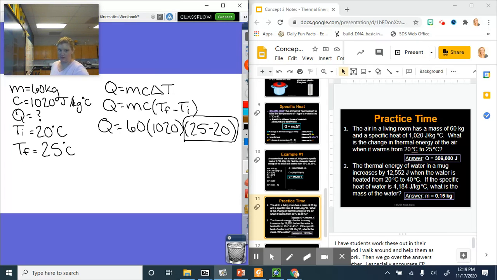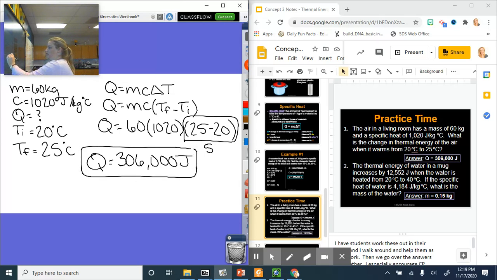You can try typing it in your calculator the way it is. I don't trust my calculator to think on its own and make sure it follows all those order of operations. So I would do my 5 over here and then multiply them all together. So 60 times 1020 times 5. So my change in thermal energy is 306,000 joules. And that is going to be my answer for practice time number 1.